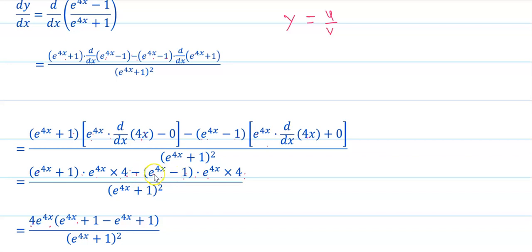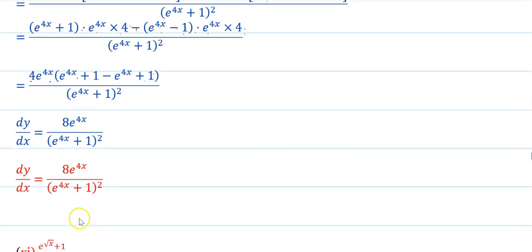That means the sign will change. This e raised to 4x gets a minus sign, this minus 1 gets a plus sign here. Okay. Outside the bracket there is a minus sign, so inside the sign changes. Now plus e raised to 4x and minus e raised to 4x get cancelled. 1 plus 1 is 2, 2 into 4 that will be 8, and hence it is 8 into e raised to 4x upon e raised to 4x plus 1 bracket square, and hence dy by dx is equals to 8 into e raised to 4x upon e raised to 4x plus 1 bracket square, and this is the answer.